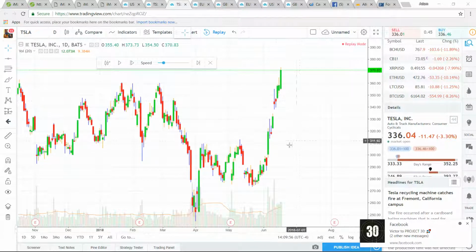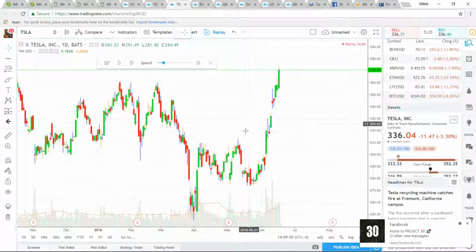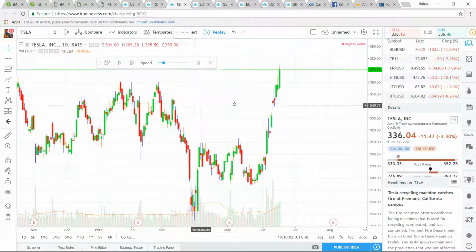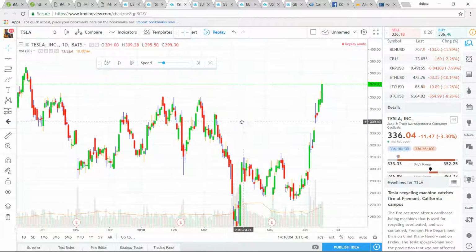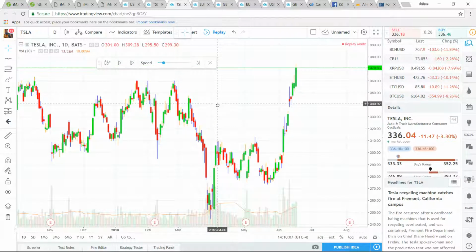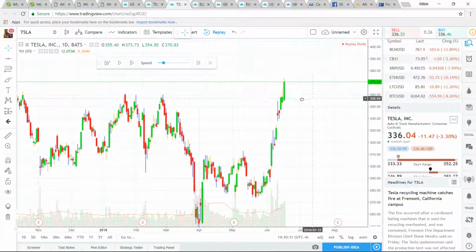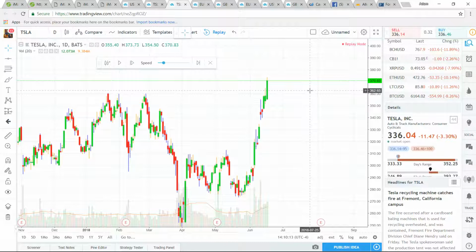I'm going to be doing another video today. This one is going to be about Tesla. So, Tesla stock has been looking quite interesting. I actually have just something I want to show here when it comes to Bollinger Bands.